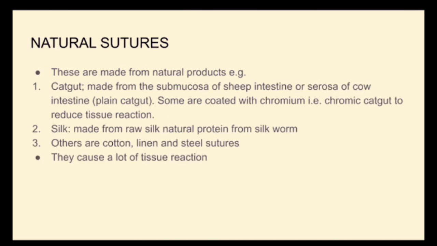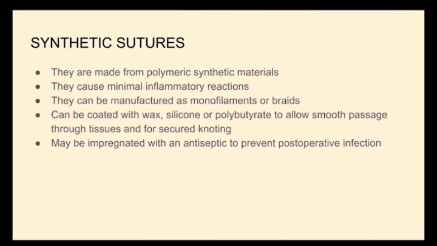So natural sutures are made from natural products. Examples include catgut, silk, cotton, linen, steel sutures. Catgut is made from the submucosa of sheep intestine or the serosa of cow intestine. That's plain catgut. Then some of it is coated with chromium. That's the chromic catgut, to reduce tissue reaction. Silk is made from raw silk, a natural protein from the silkworm. However, it's worthy of note that natural sutures usually cause a lot of tissue reaction.